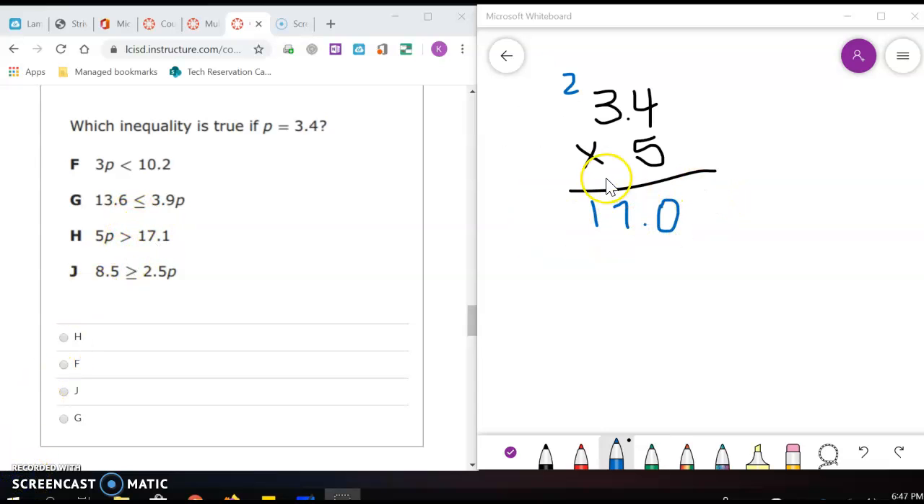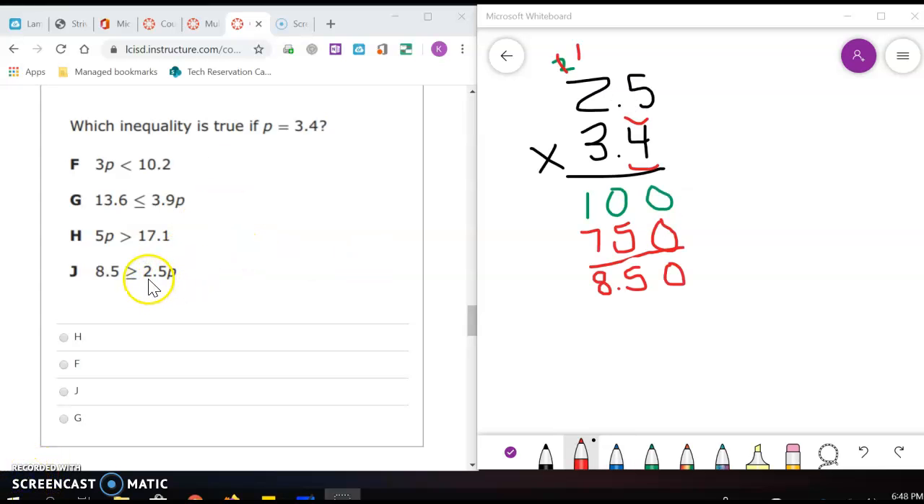And that one is so close. 3.4 times 5 is exactly 17, which is not greater than 17.1. So hopefully J works out. Okay, and I tested out J. 2.5 times 3.4 is 8.5. And that sign says greater than or equal to. So J is our answer.